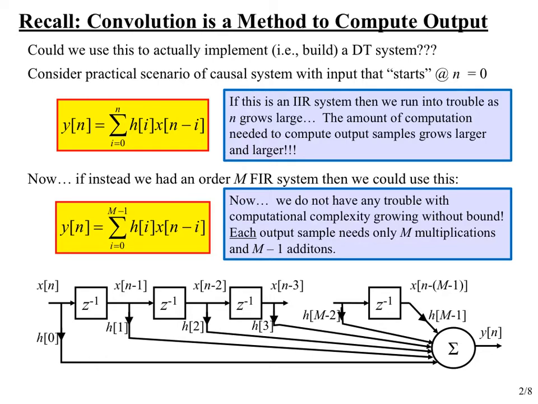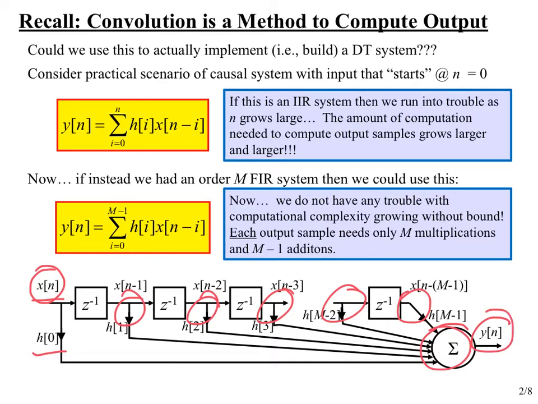At time equal to 0, we would have x of 0 here at the input, and our output would be x of 0 times h0, and it would go into this big sum here. All these other values would be zeros, so we would have h of 0 times x of 0 plus a whole bunch of zeros, and that would give us y of 0.